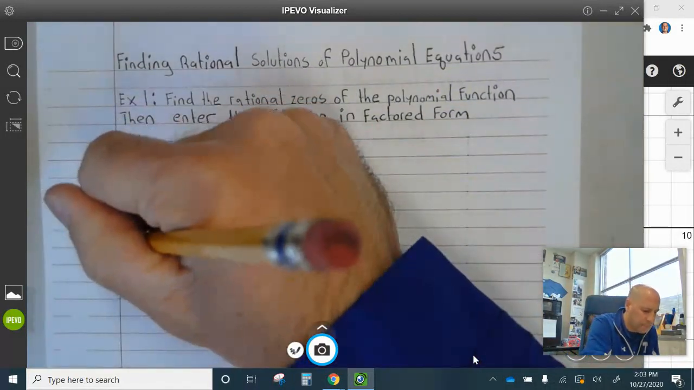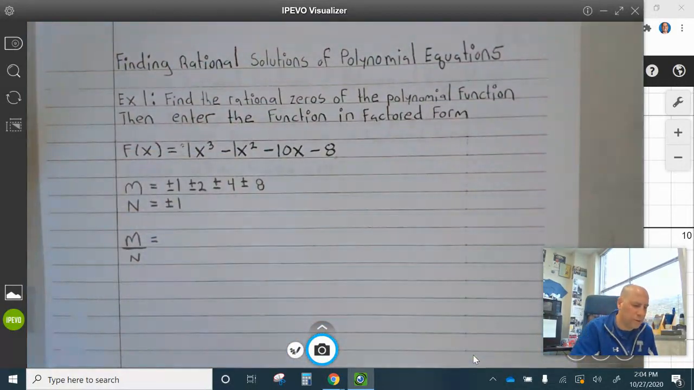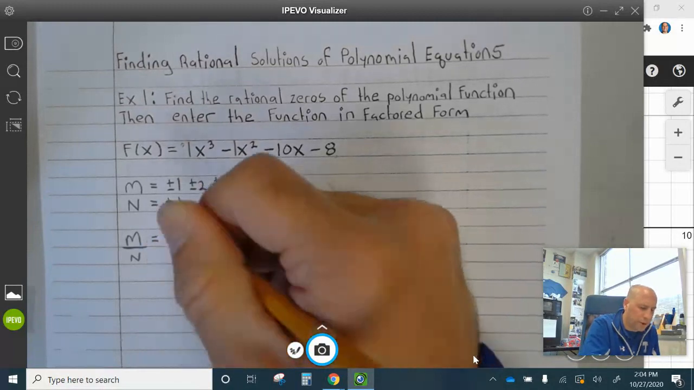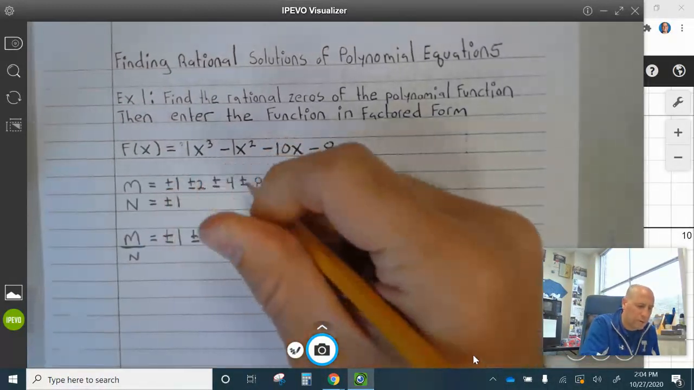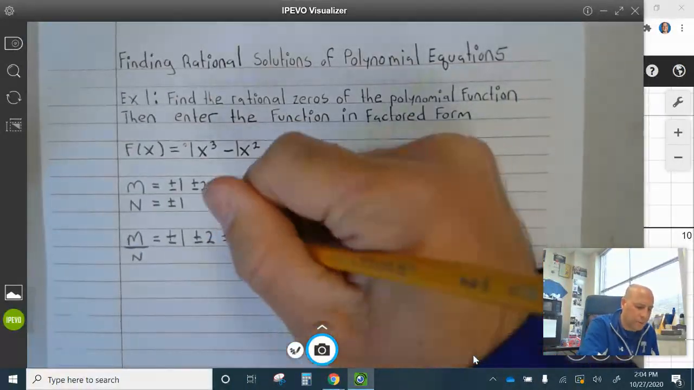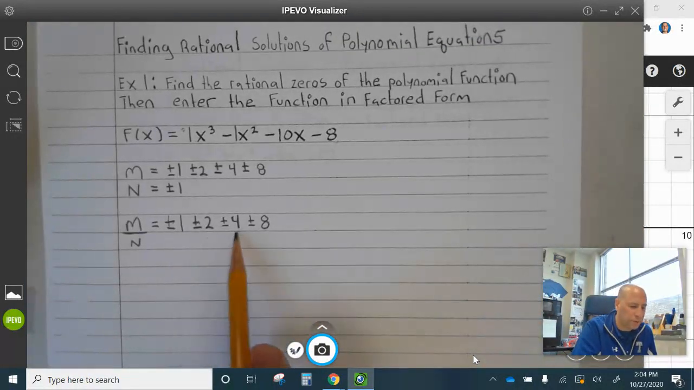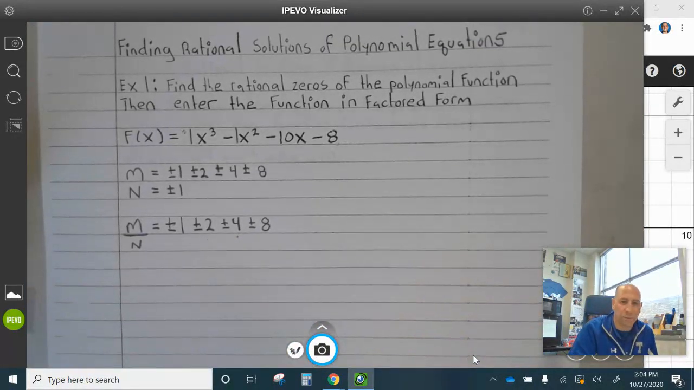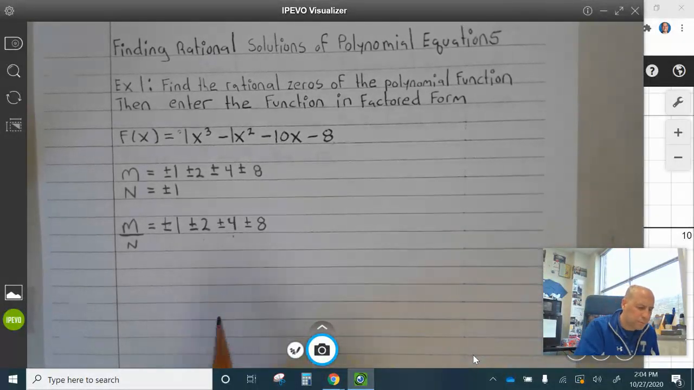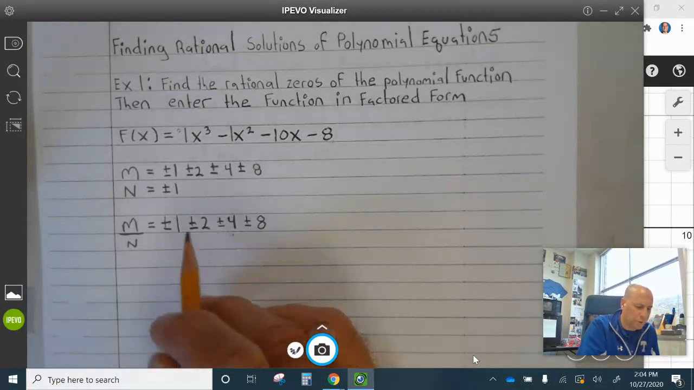Now you need to do m divided by n. 1 divided by 1 is plus or minus 1. 2 divided by 1 is plus or minus 2. 4 divided by 1 is plus or minus 4. And 8 divided by 1 is plus or minus 8. Now, these are all the possible zeros of the polynomial equation. So now we're going to use synthetic division and test each of these to find which one works. So we'll start with a 1.